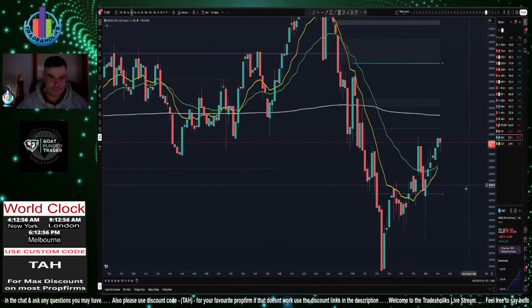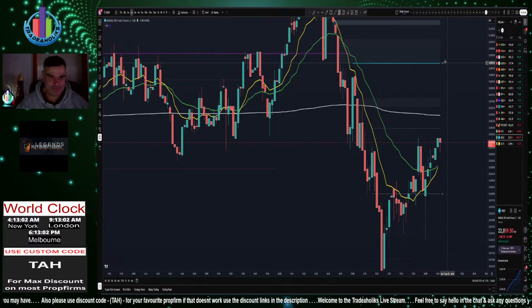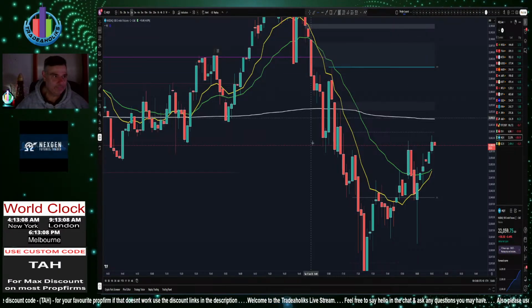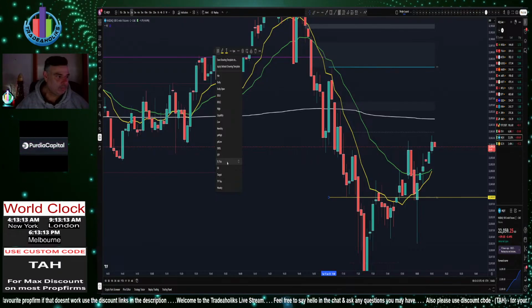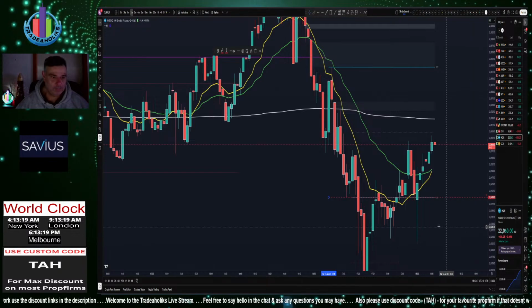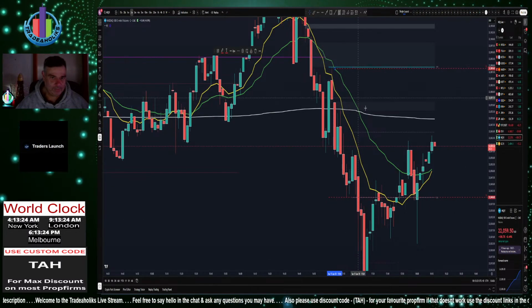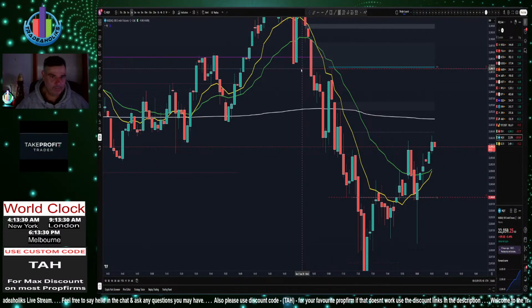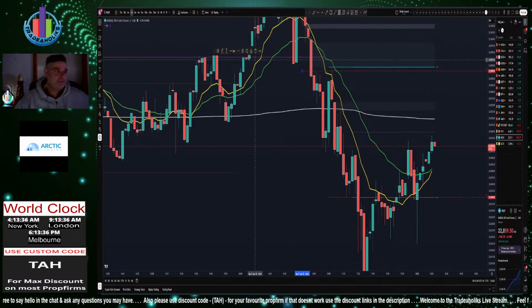Here's where we're at. Stop loss is here, which is just above my entry. Target is this here. That's the target. Target is out there.